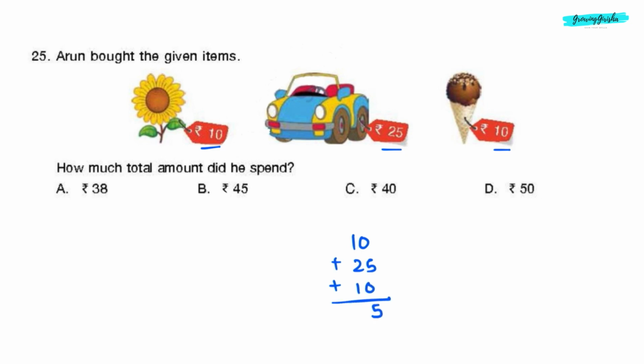5, 1 plus 2, 3 plus 1, 4. He spent 45 rupees. So option B will be the correct answer.